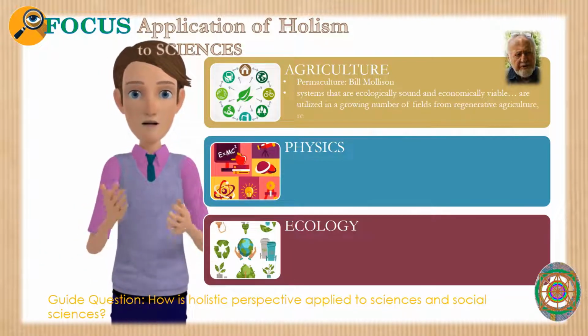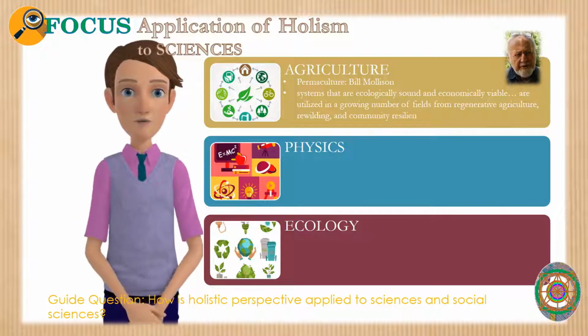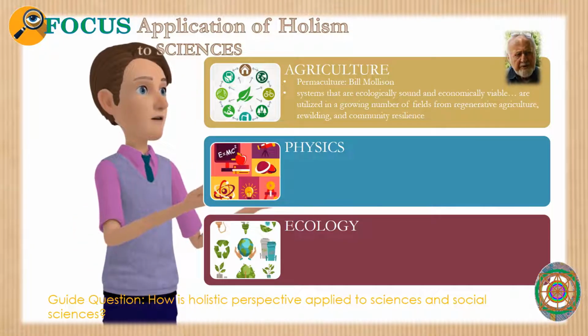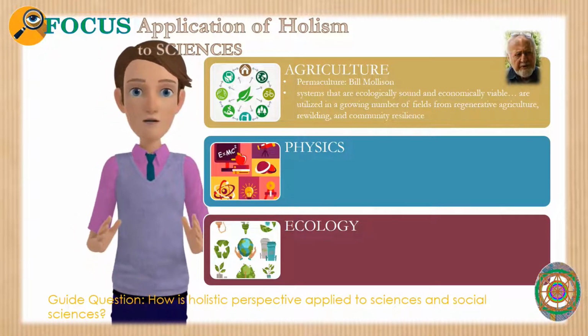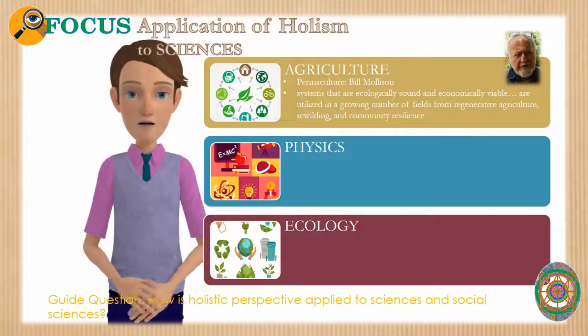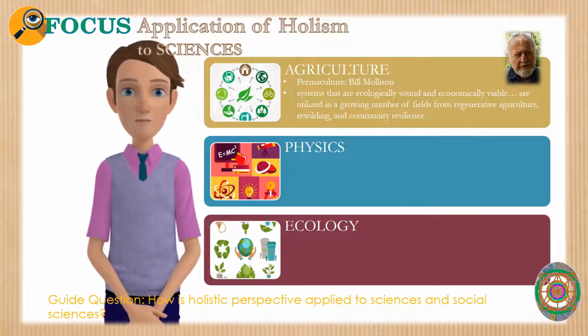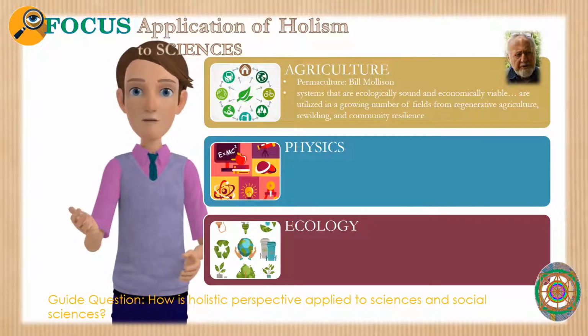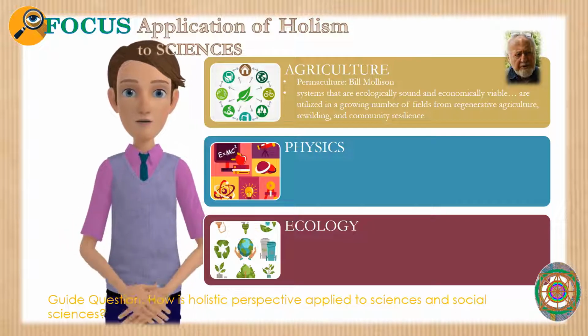Permaculture's set design principles are centered on whole systems thinking, simulating, or directly utilizing the patterns and resilient features observed in natural ecosystems. These principles are utilized in a growing number of fields, from regenerative agriculture, rewilding, and community resilience.